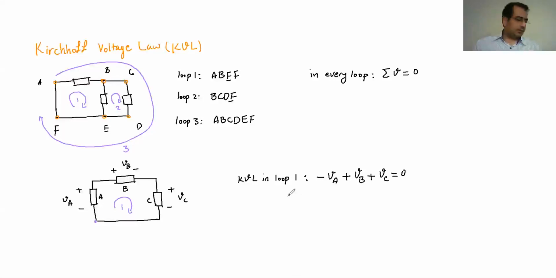So this is the second law that we will use. And again, as I said here, you can write it for any number of loops, any closed loop you can have, as long as you start from one node, rotate all the way, and go back to that node. So it's the second law that we will use, the Kirchhoff Voltage Law, or KVL.